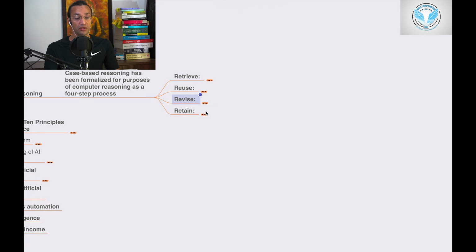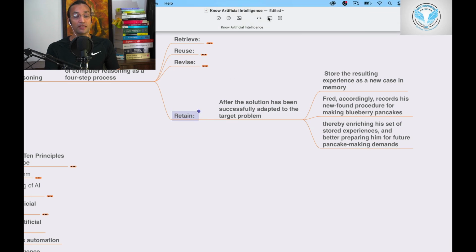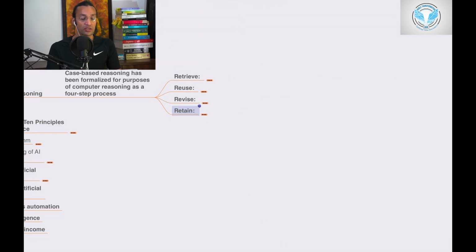He will change it. Okay, retain: after the solution has been successfully adapted to the target problem, store the resulting experience as a new case in memory. Fred accordingly records his newfound procedure for making blueberry pancakes, thereby enriching his set of stored experiences and better preparing him for future pancake-making demands. So he retains this experience and then he uses it.